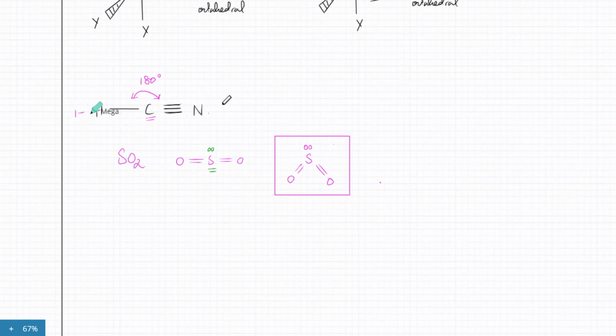This is example number 2. And after this, we'll do some past paper questions related to shapes as well. Let's do another more complicated molecule. For example, you're given a molecule of, so this here is my molecule.